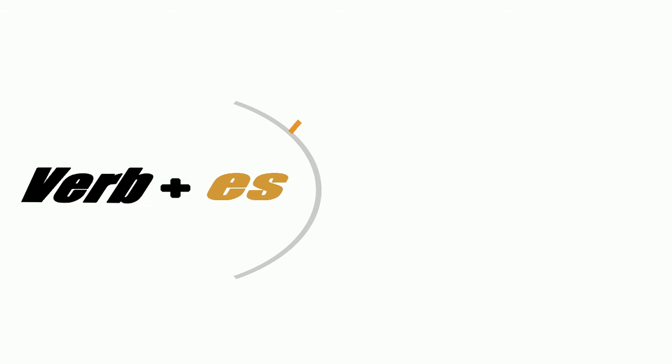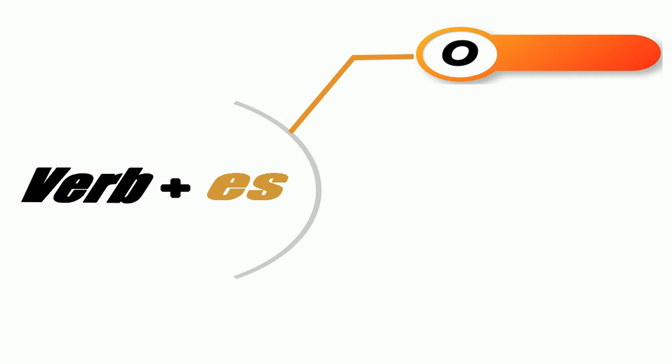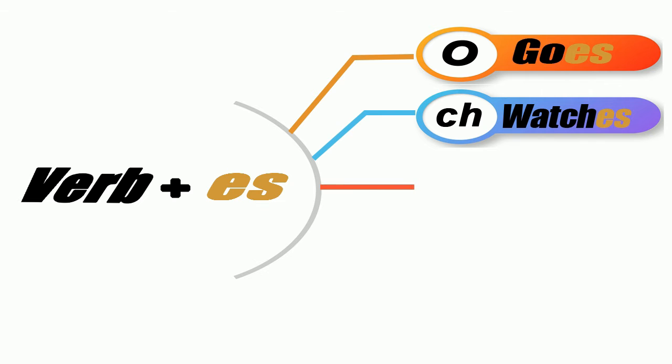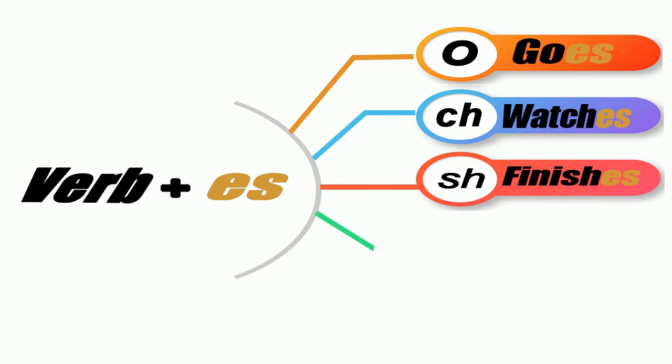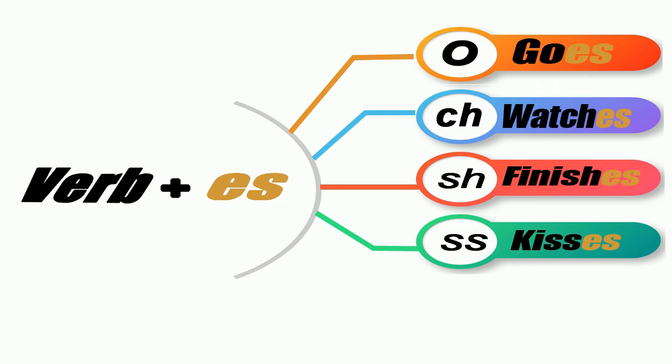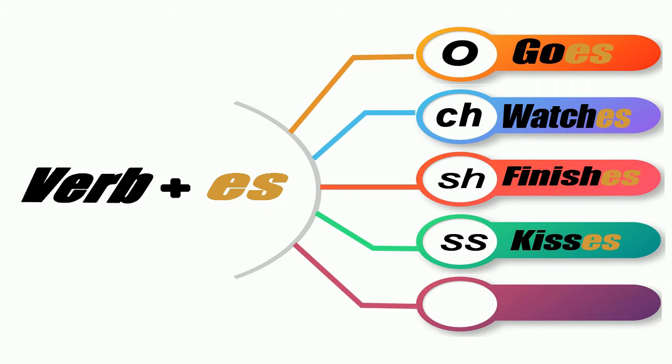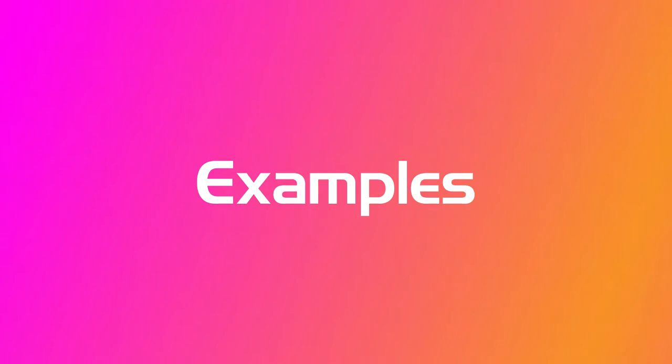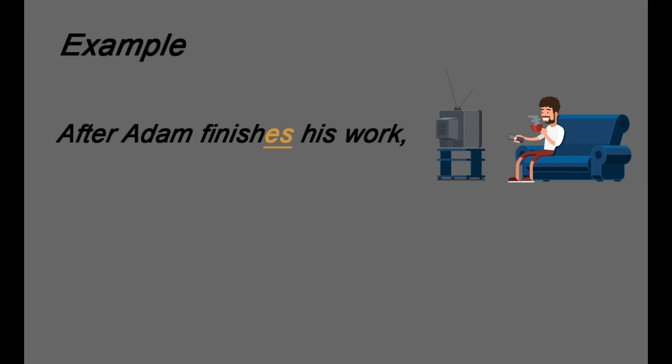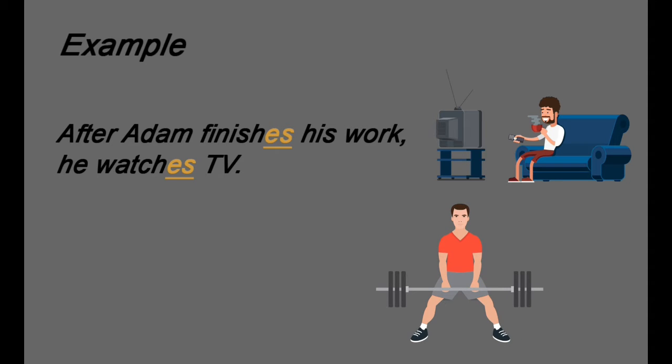And we put the es when the verb ends with o, like goes, ch, like watches, sh, like finishes, double s, like kisses, and finally, when the verb ends with x, like fixes. So, for example, as we can see here, after Adam finishes his work, he watches TV. And in the next example here, John goes to the gym every day.